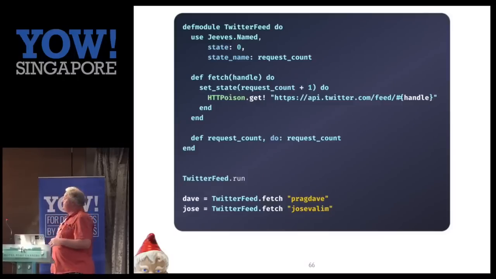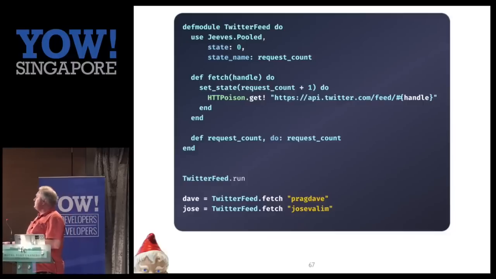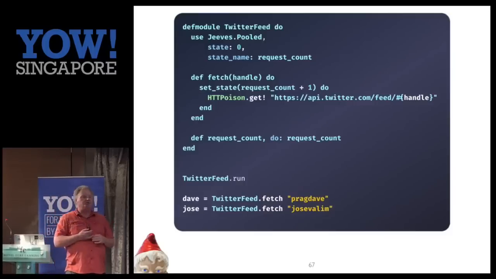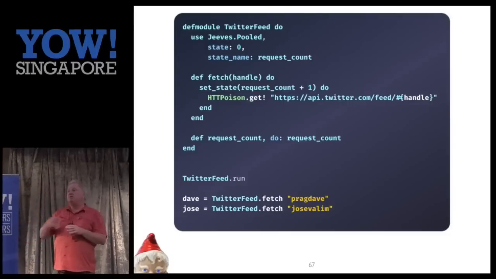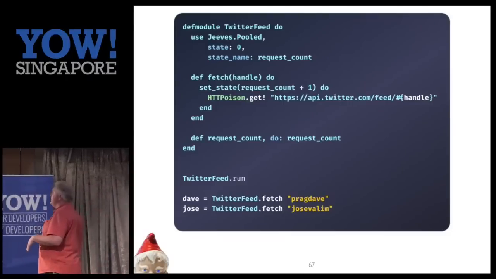Now, maybe I want to get some parallelism in here. If I just change that one word, named, to pooled, now it's going to create a pool of these Twitter feed processes, and I can do things in parallel. And it's automatically going to handle load balancing to them and everything else.